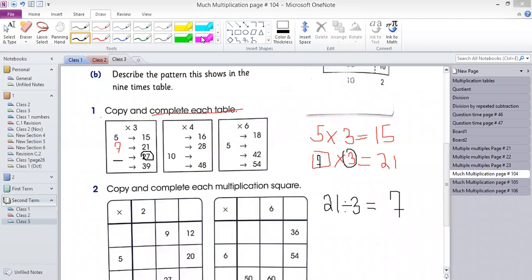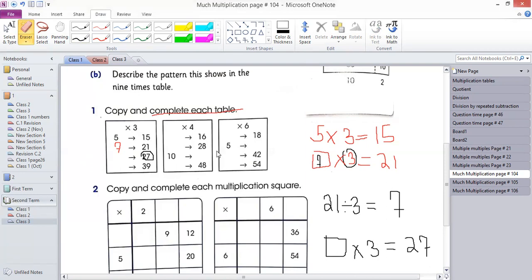Zaid, yes, sir. Can you tell me what number will be here? Dash multiplied by 3 is 27. What number multiplied by 3 is equal to 27? 9. That's very good. So what should I write here? Here 9. Good. Thank you.